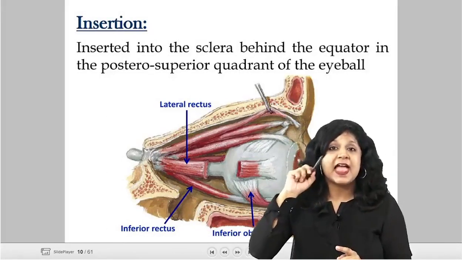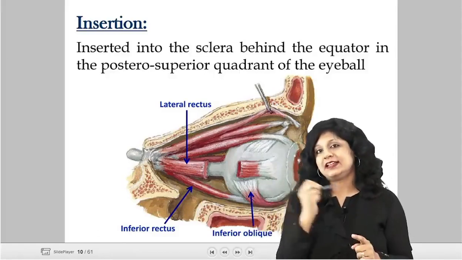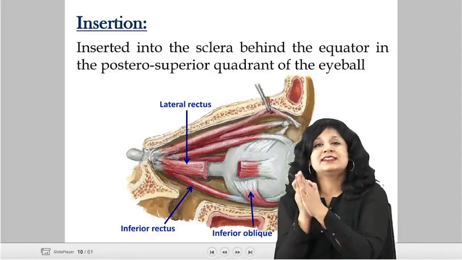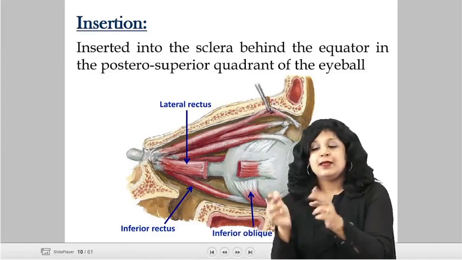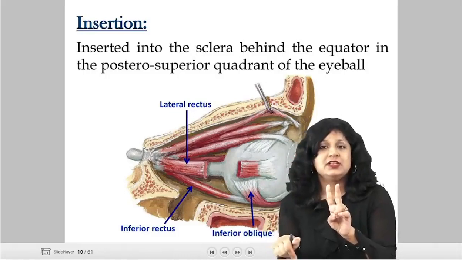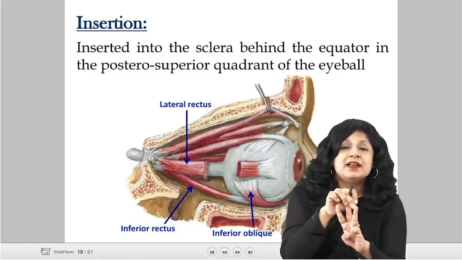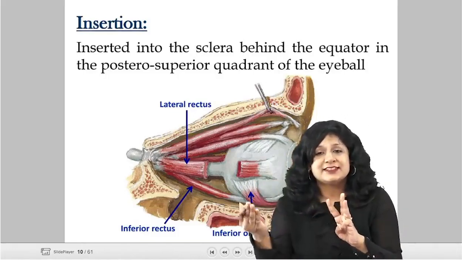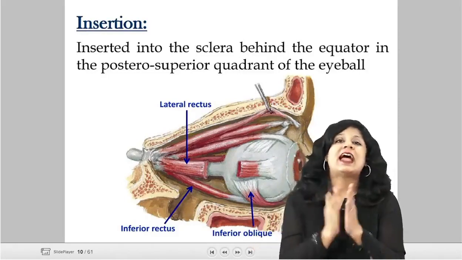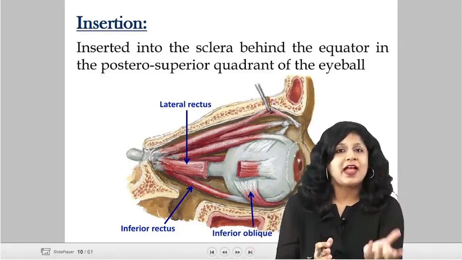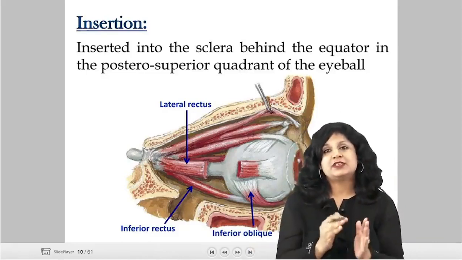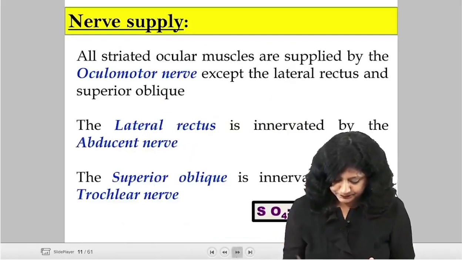Tertiary action was abduction because they are inserted on the posterolateral surface of the sclera, behind the equator, so in the opposite direction. But the superior oblique is on the supralateral surface and the inferior oblique on the inferolateral surface. That is why one is superior oblique and one is inferior oblique. So this was about the origin and insertion.